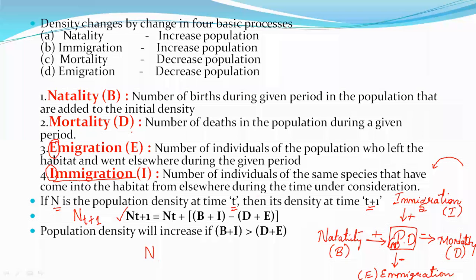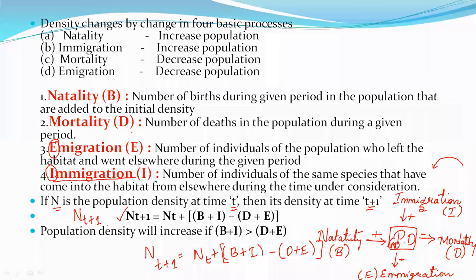This formula is Nt plus 1 is equal to Nt plus B plus I minus D plus E, where B is nothing but the birth, I is immigration, D is death, and E is emigration. So this is a formula to find out the population density, where Nt plus 1 is the population density at any time.